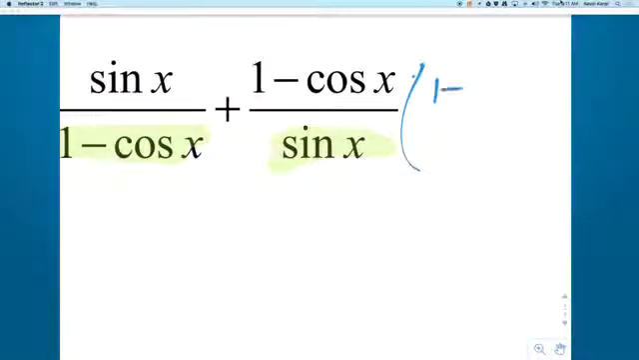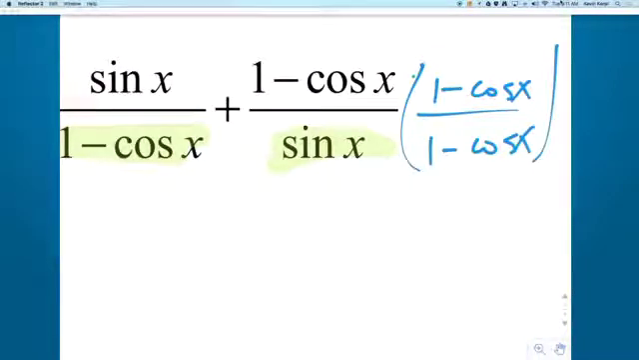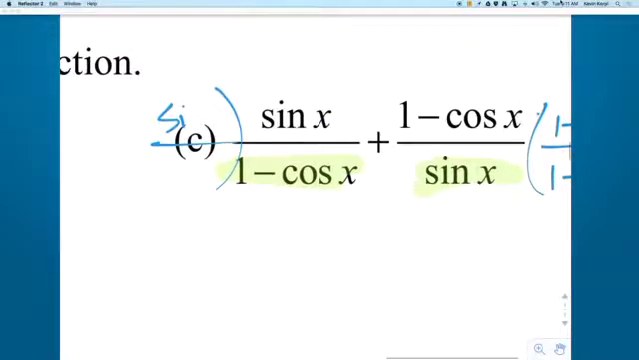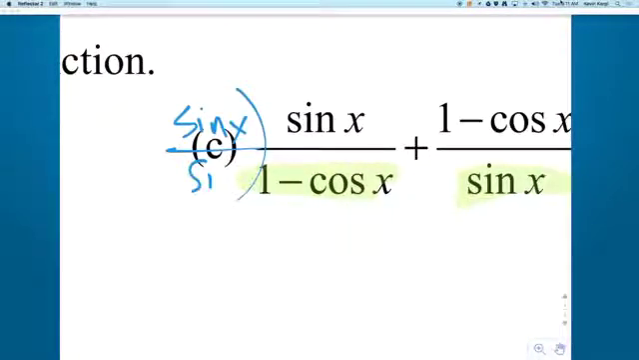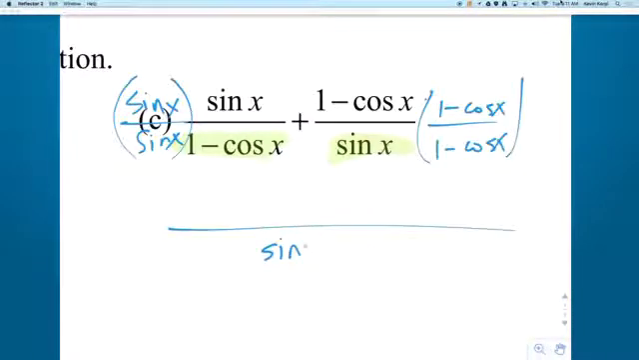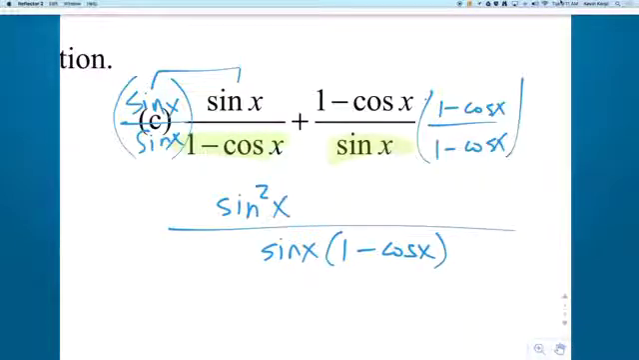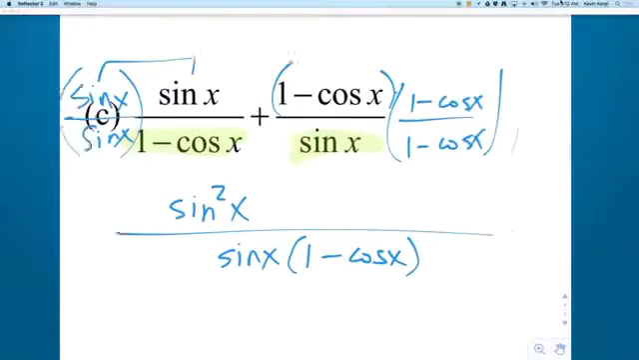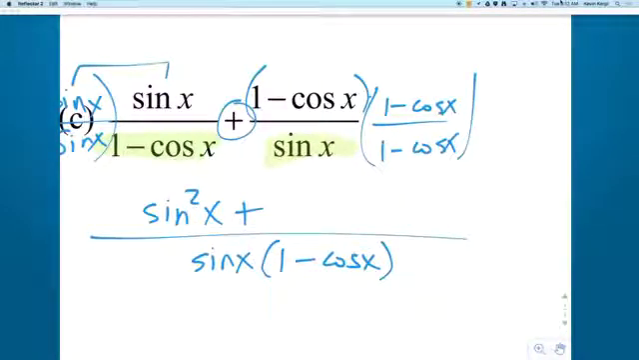So this one you're going to have to multiply by 1 minus cosine over 1 minus cosine. And then this one is lacking the sine, so you're going to have to multiply this one by sine over sine. And now your denominator is going to be sine of x times the quantity, 1 minus cosine of x. So you can go straight to the one big fraction. And then you're going to multiply sine times sine, that's sine squared of x. And then here, I'm going to multiply 1 minus cosine times 1 minus cosine. That's 1 minus cosine squared, which because this is a plus sign, we don't have to worry about distributing.